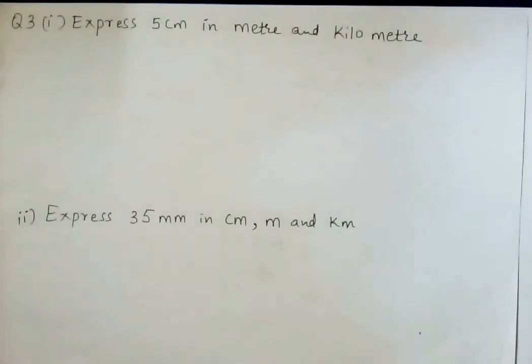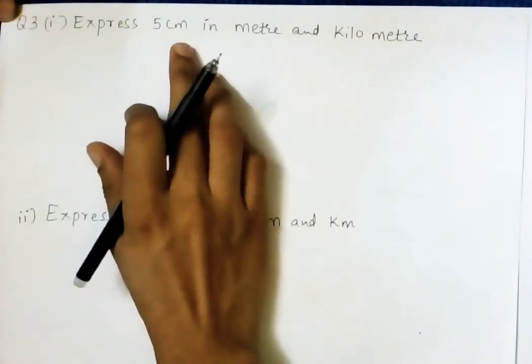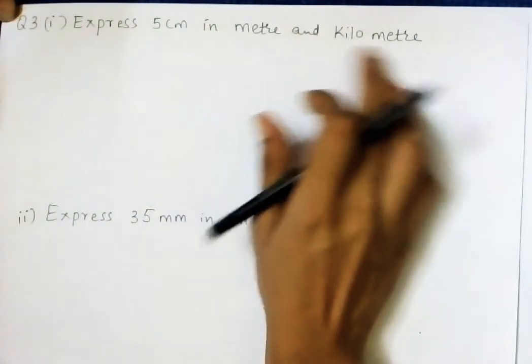Hello students, now we will see question number 3 of exercise 2.5. In the previous video we have seen question 1 and question number 2. Now let us first see question number 3. The question is: express 5 centimeter in meter and kilometer.